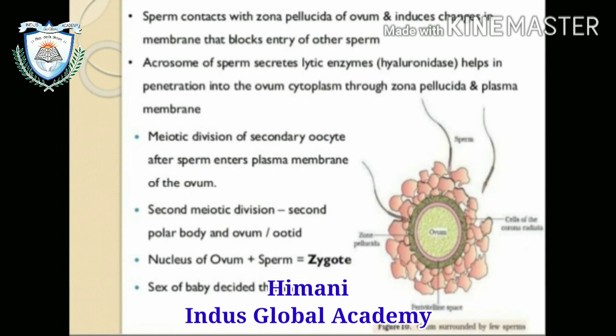Meiotic division of that secondary oocyte occurs after the sperm enters the plasma membrane of the ovum. The second meiotic division leads to the formation of the second polar body and the ovum. The nucleus of the ovum and sperm fuse to form a zygote, and the sex of the baby is decided at this stage.